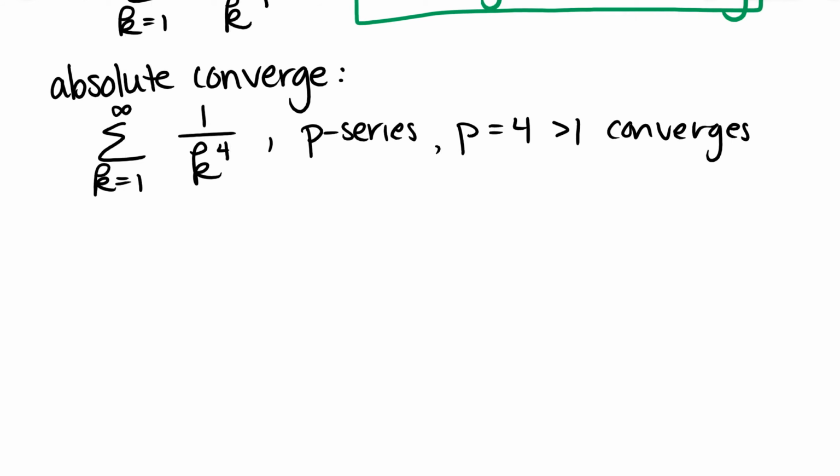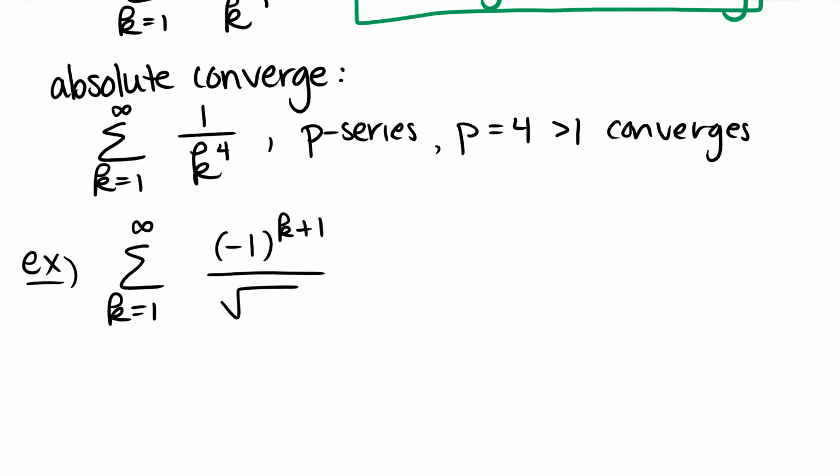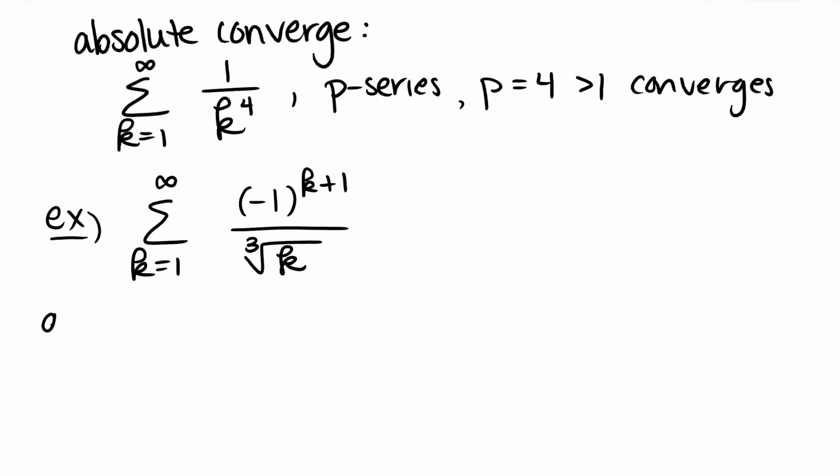Whereas if I had something like this, so let's look at this example, k equals 1 to infinity of negative 1 to the k plus 1, it doesn't really matter, all over the cube root of k. Yeah, let's look at the cube root of k, that'll work. All right, so let's test absolute convergence, or if you're cool, ABS-CON.